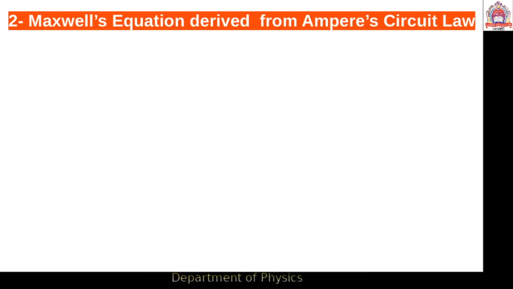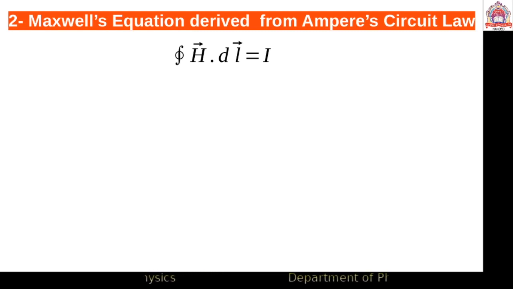According to the basic concept of magnetostatics, Ampere's circuital law states that the line integral of magnetic field intensity H around a closed path is exactly equal to the direct current enclosed by that path. It means the closed integral of H dot dl is equal to I. Here, in this expression, I should be the current enclosed by the differential element.